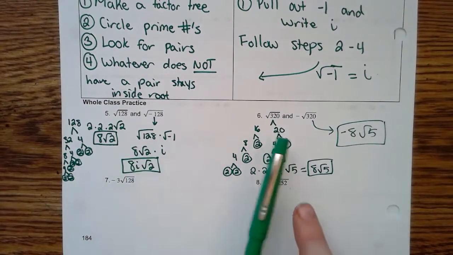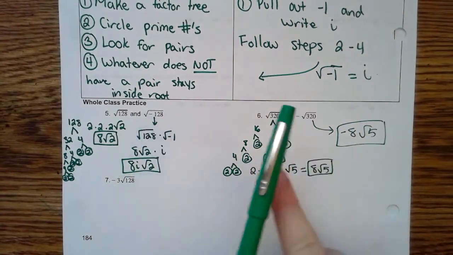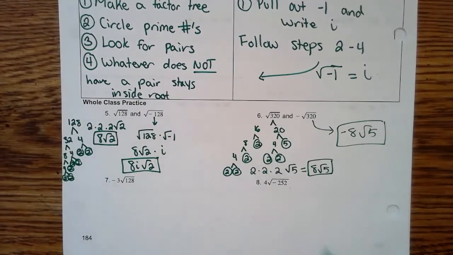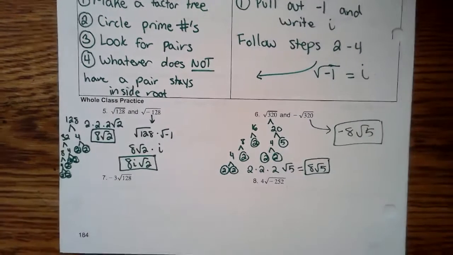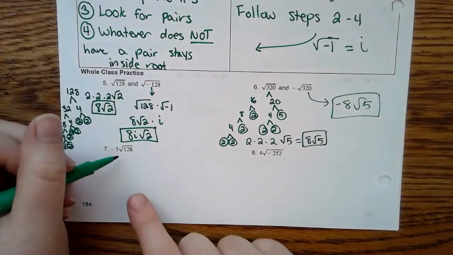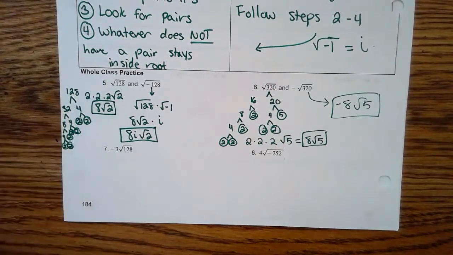Notice the difference of the placement. When the negative's on the inside, you get an i. When the negative's on the outside, you just multiply by a negative. So here, we have the negative on the outside. So I'm going to find the square root of 128. Oh, we did that already.